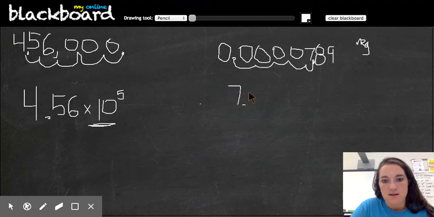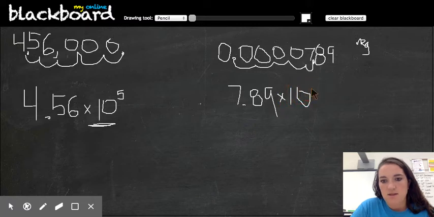So I'll have 7 and 89 hundredths times 10 to what power? Remember that my exponent is going to be negative, and I had to move the decimal 5 times, so it'll be to the negative 5th power.